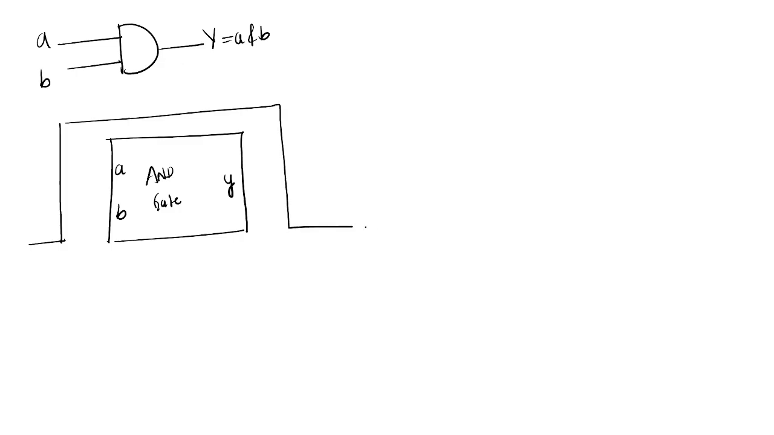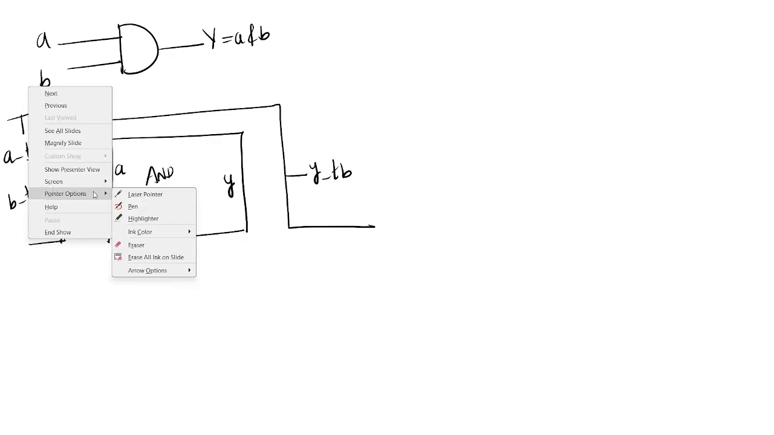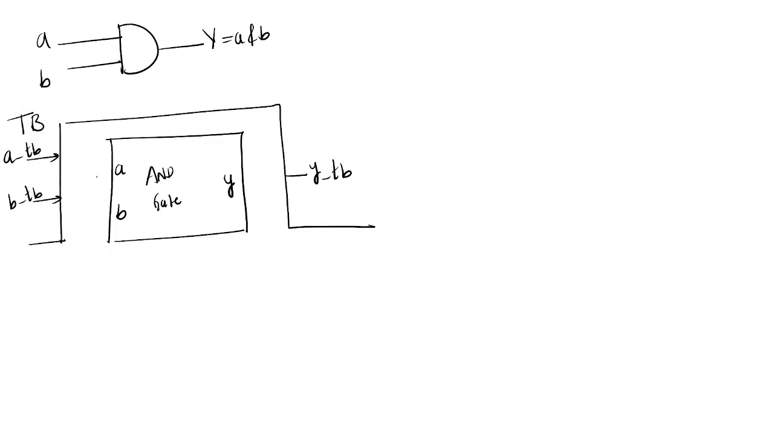For this design, you are writing the test bench. For the test bench also, you have some inputs. Let us take A underscore TB and B underscore TB, and the output is Y underscore TB. So for the inputs of the design, you need to consider that these are net data type.